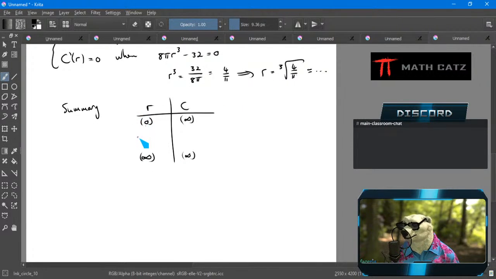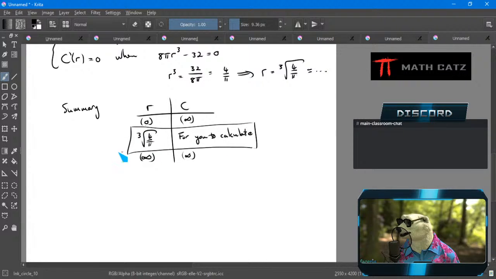This critical point is the only one that could possibly give me an answer. I'm going to let you do the calculation. But this is going to be the minimum cost. And of course, I have to also calculate the corresponding h value, but that's not hard to do.